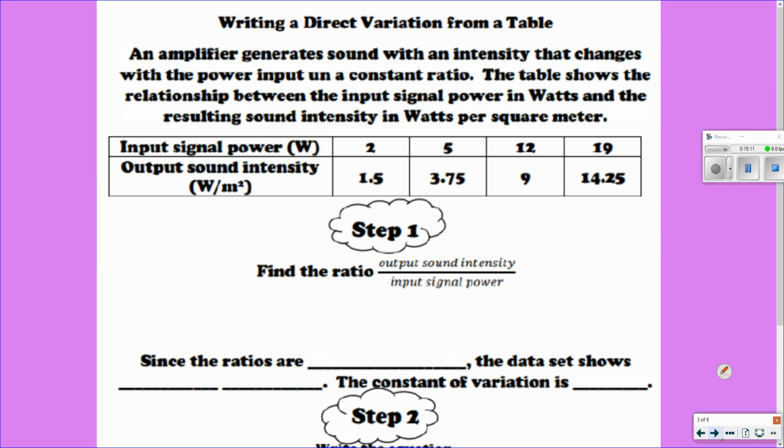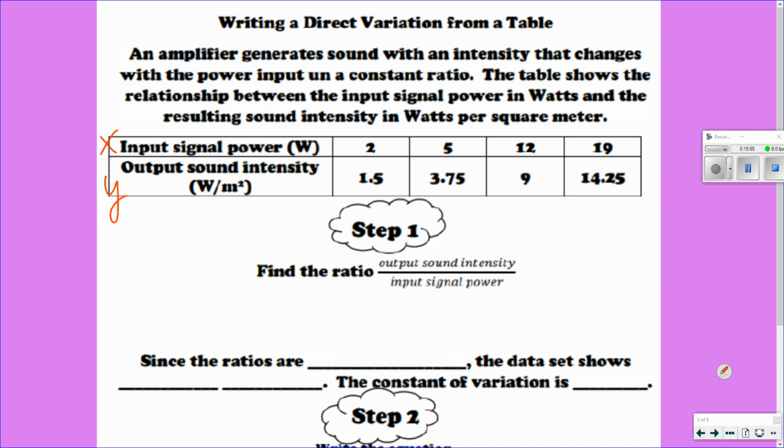All right. Now let's get to the next one. So we just did, if I give you Y, if I give you X, correct? So now we have a table. An amplifier generates sound with an intensity that changes with the power input of a constant ratio. The table shows the relationship between the input signal power in watts and the resulting sound intensity in watts per square meter. Our input, they put W, but I think in terms of X and Y. So input is X, and output is our Y.